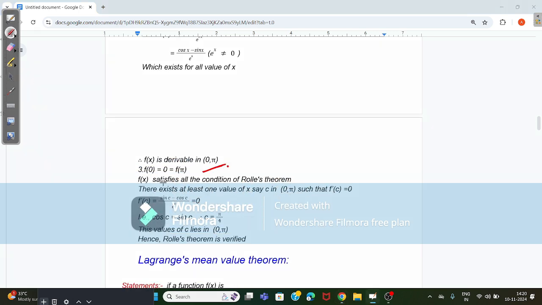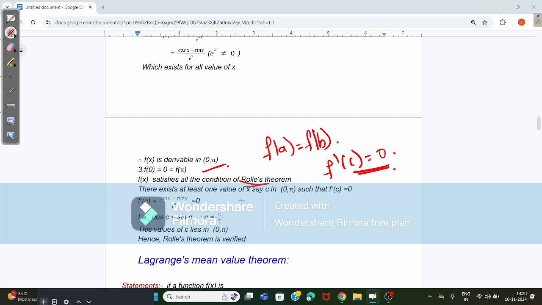Now we have to check the third condition: f of a is equal to f of b. Then what is the value? f of 0 is equal to 0, and f of pi is also 0. So f of x satisfies all conditions of Rolle's theorem.